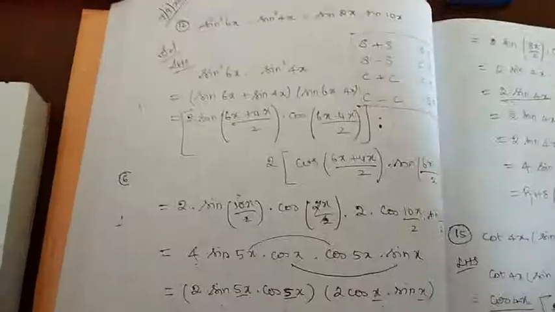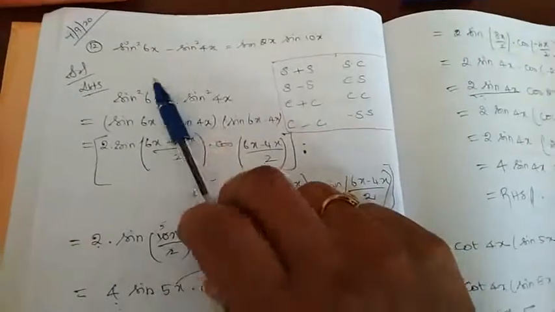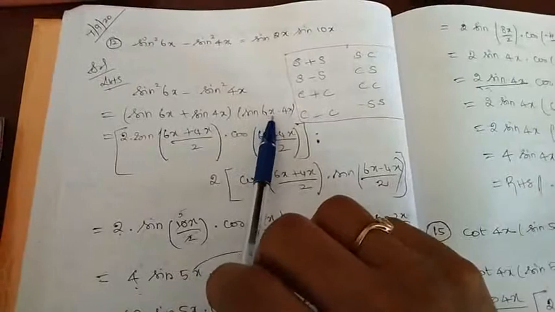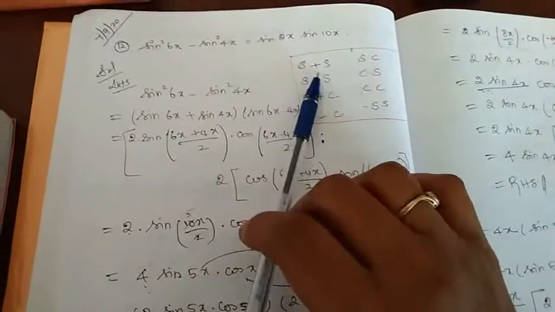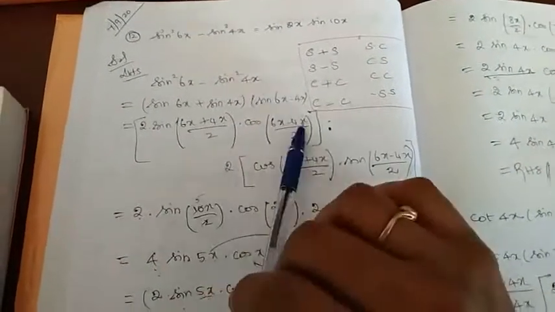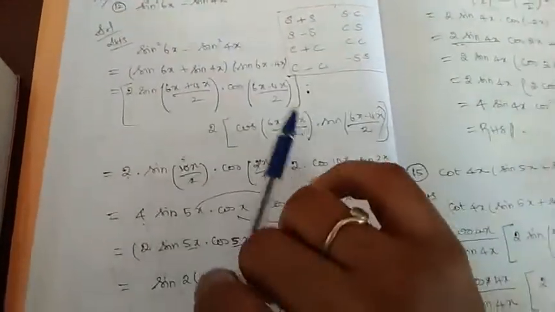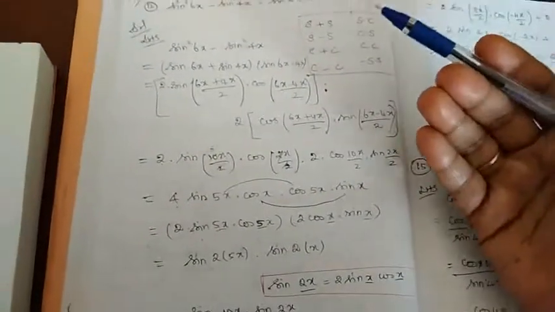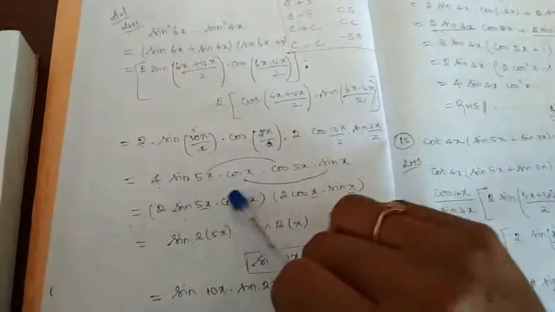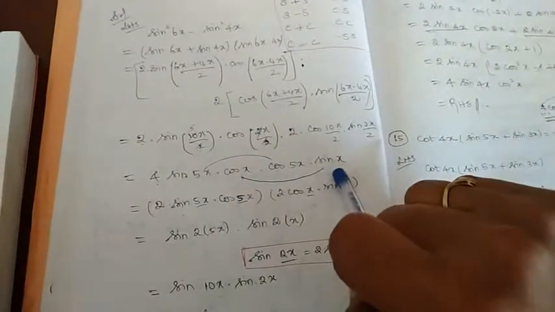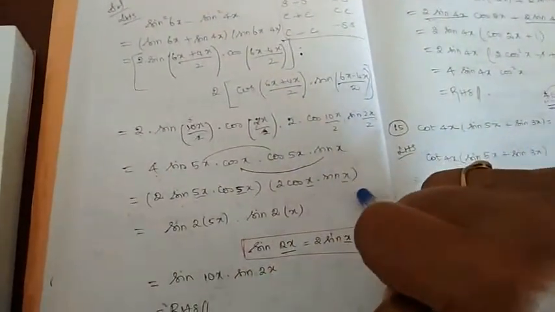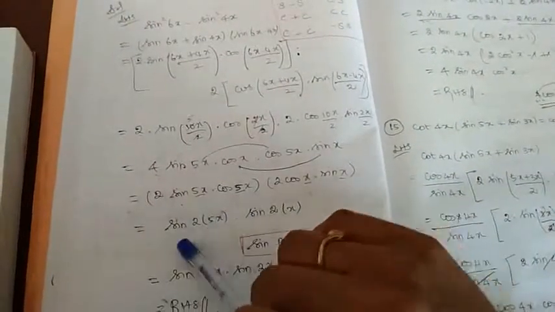Right? Problems of this kind. First, they asked you to prove. First, we have used the a square minus b square identity, (a plus b) into (a minus b). Now we have used one among these: S plus S means 2SC. 6x plus 4x divided by 2, 6x minus 4x divided by 2. Similarly for this. Problems of this kind will be asked repeatedly. Then slowly you have to simplify. We got sin 5x cos x, cos 5x sin x. So it can be written as 2 sin 5x cos 5x into 2 cos x sin x. So 2 sin x cos x is sin 2x.